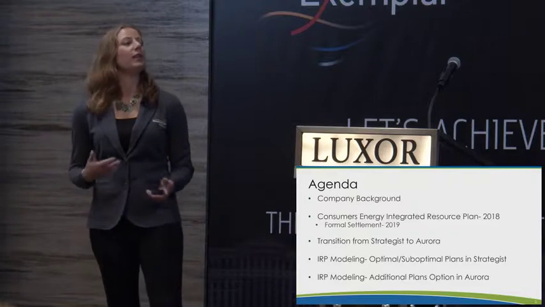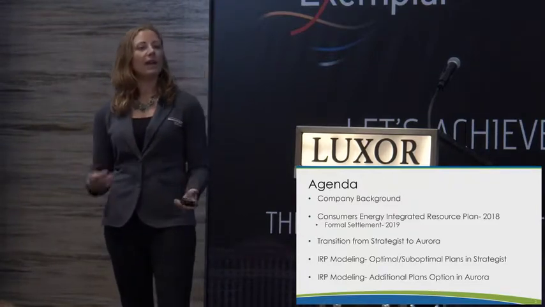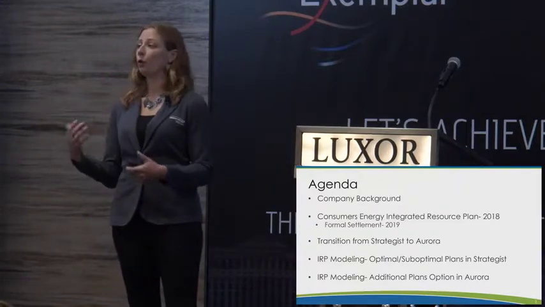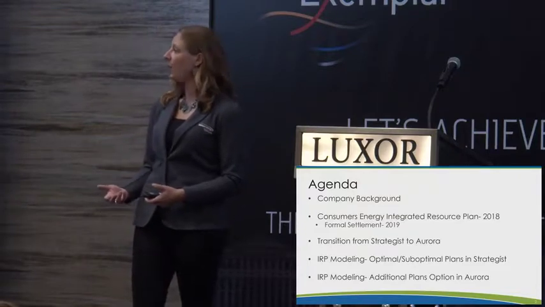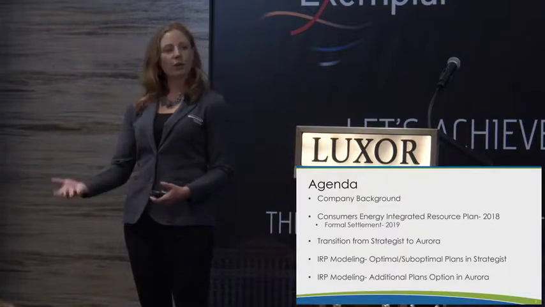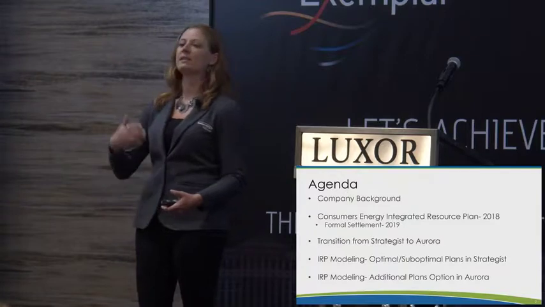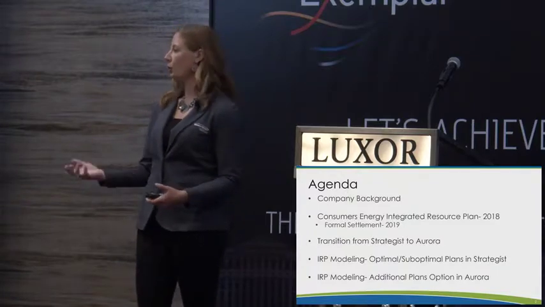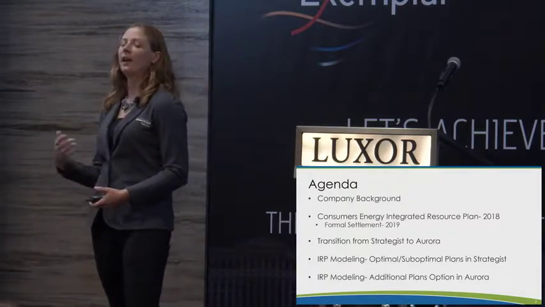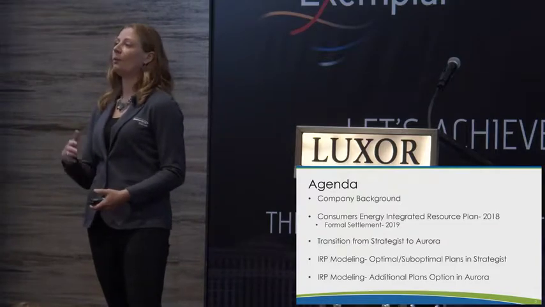In addition to that, I also want to make a note of the fact that Consumers may be in a somewhat unique position at this conference, at least based on who I've talked to this week. We are still in the process of finalizing our transition to Aurora. We had been using the Strategist ABB model. Aurora was installed at the end of 2018 for our company. We are using it now for zonal and production runs, but we're still wrapping up the data sets and doing some training and testing for long-term capacity expansion, with the expectation that we will be using Aurora for our next integrated resource plan, which will be filed in June of 2021, but we'll start modeling for in January of 2020.